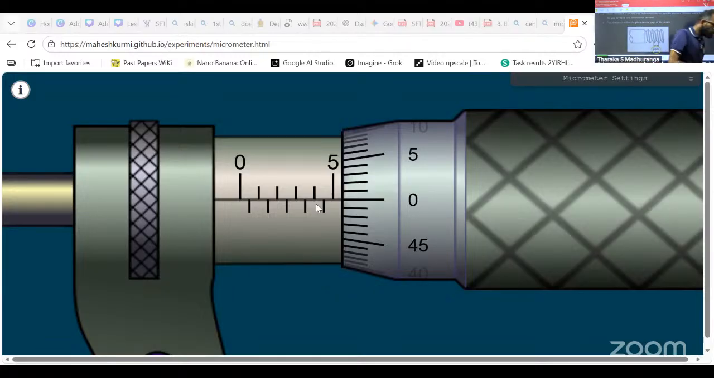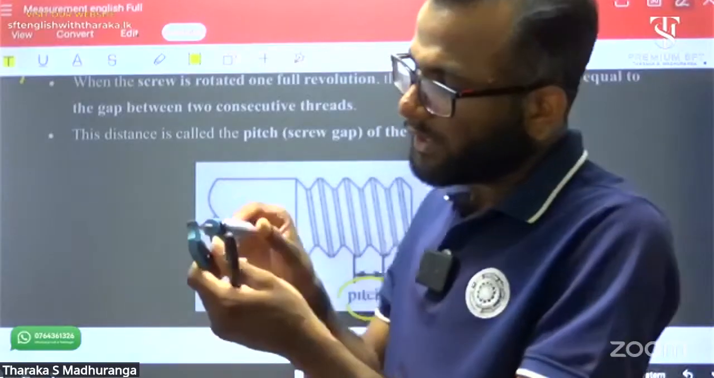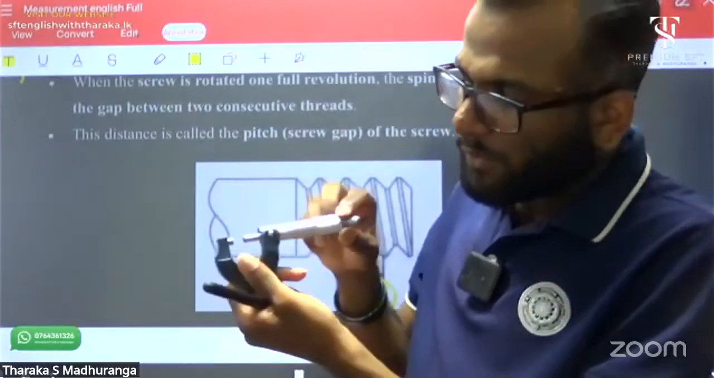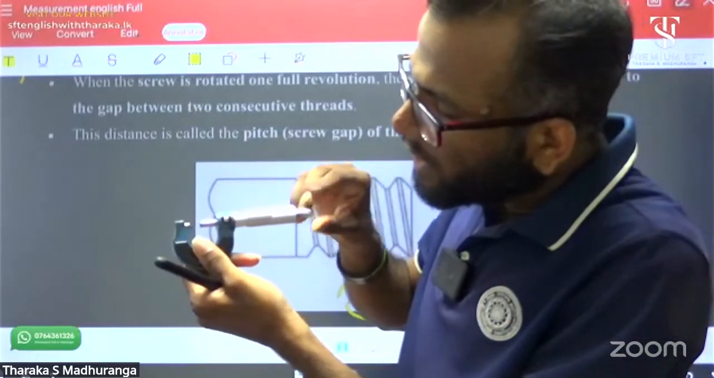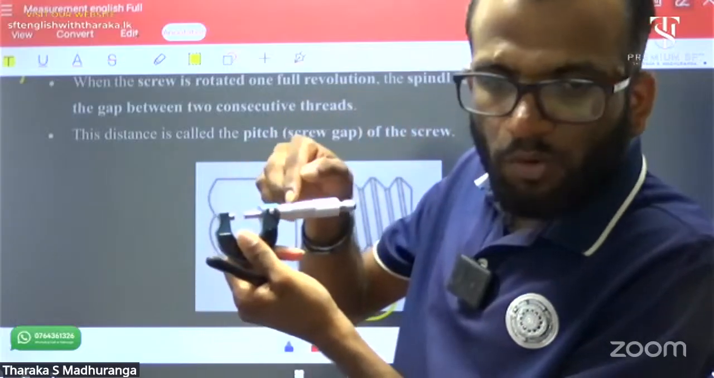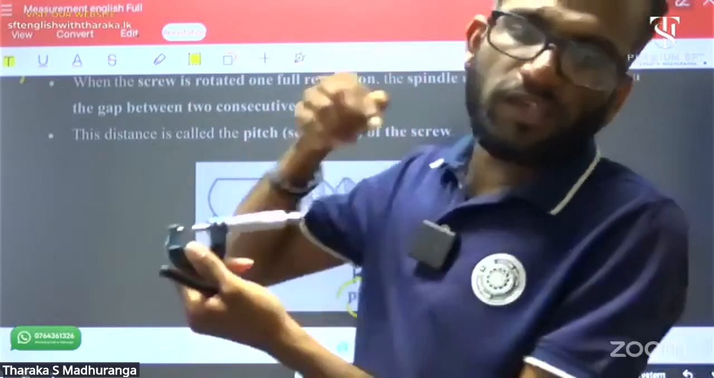Then while rotating one complete revolution, let's look at the instrument. Now 0 to 0 coincide. The values are not visible on this one. If I rotate one complete revolution, again 0 coincides. One complete revolution along the linear scale, the circular scale moving distance.